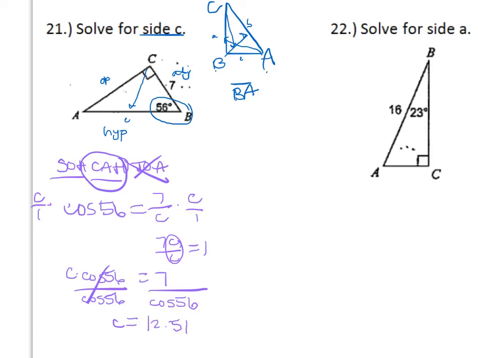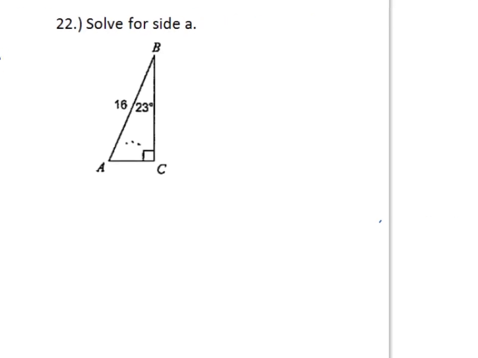12.51 is the answer. Double checking up here, does that make sense? Well, yeah, that's a hypotenuse. It's going to need to be bigger than 7. Okay, on the next one, same process.